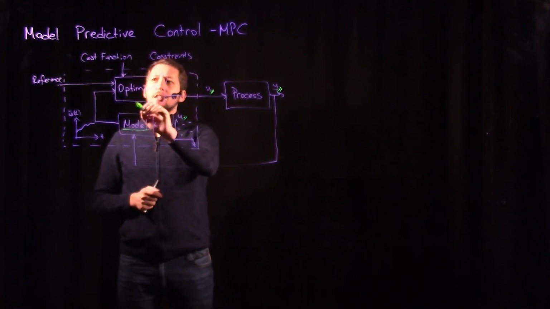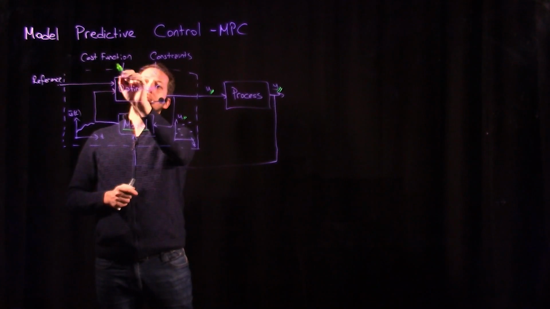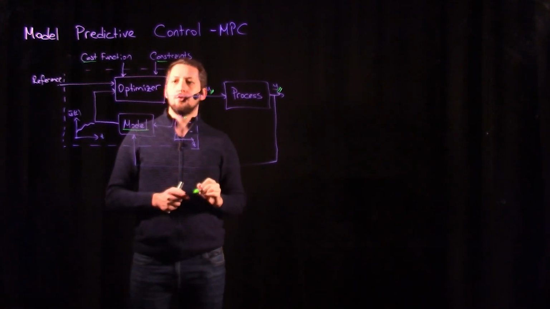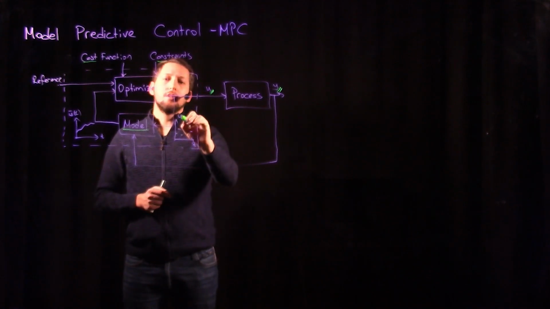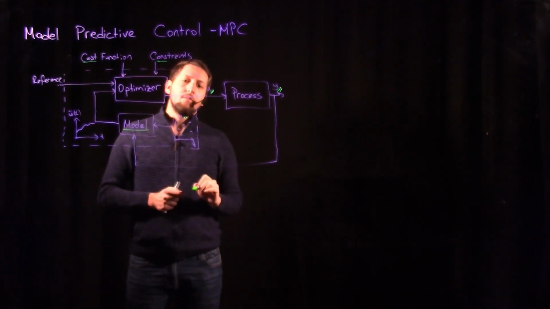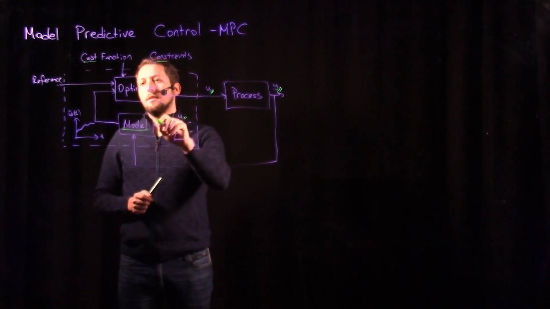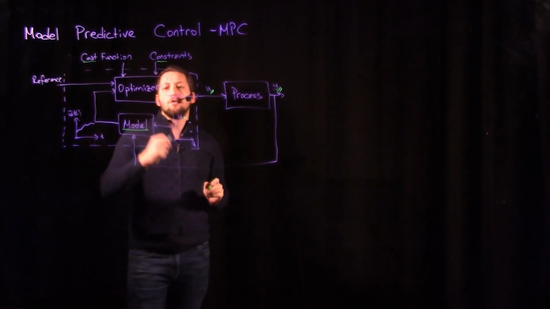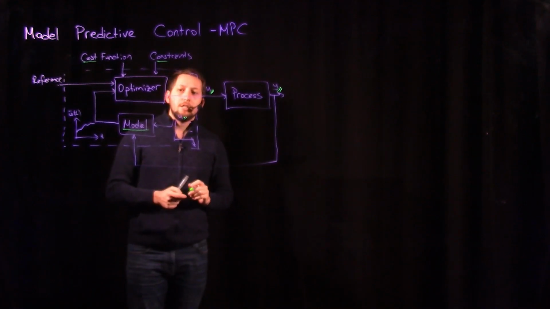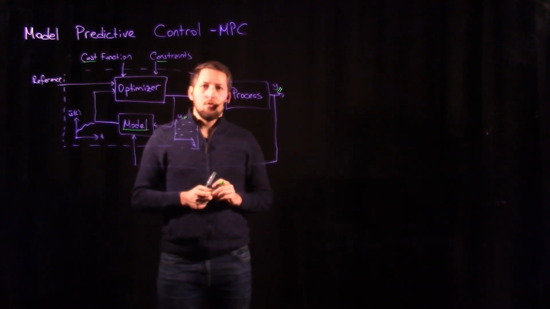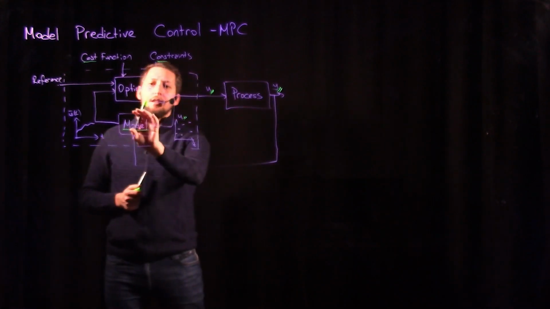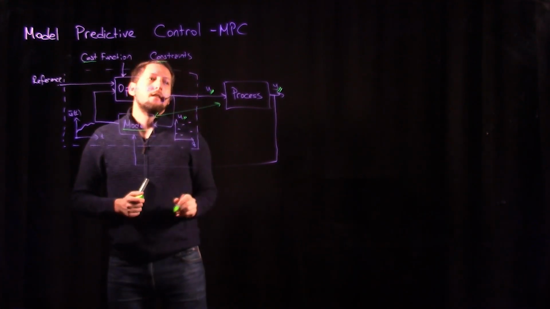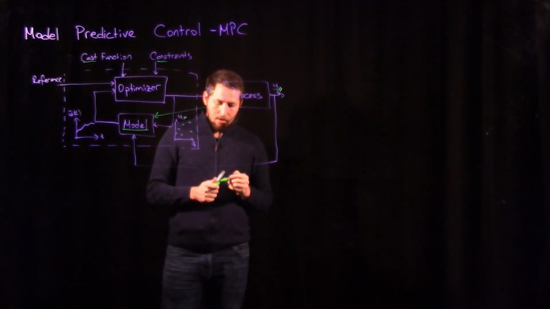So we have an optimizer that considers the given cost function and the given constraints, and proposes a new, let me say, optimal control law, and then we verify this over the results of our model. As you can see, the model here plays a crucial role because we are mimicking the behavior of our actual process in this model.